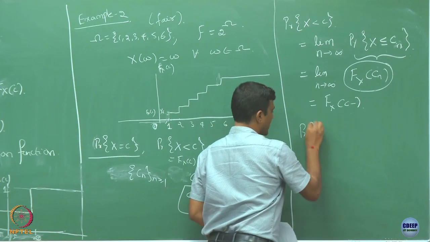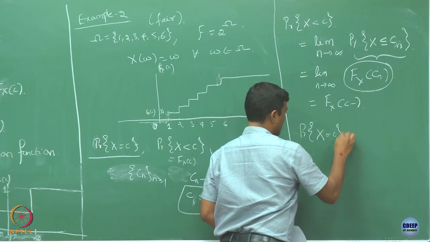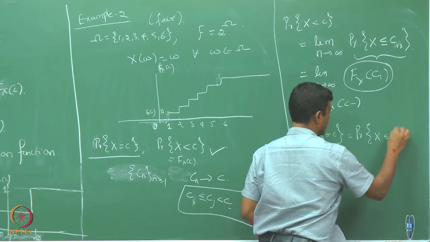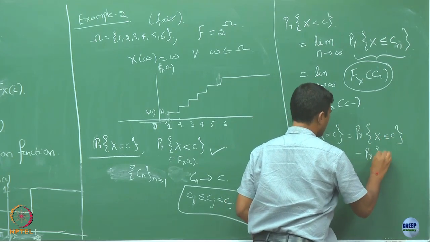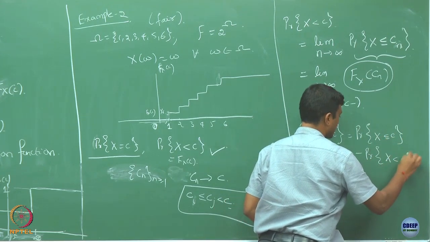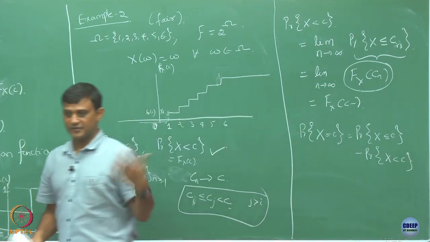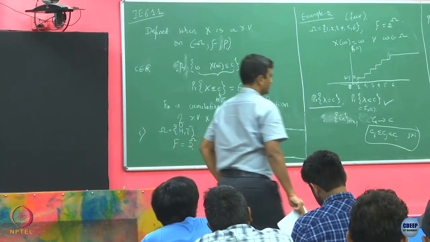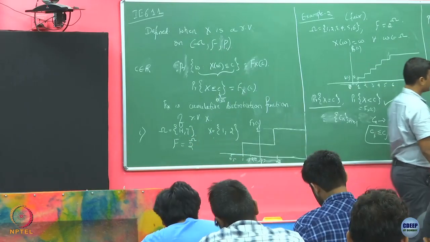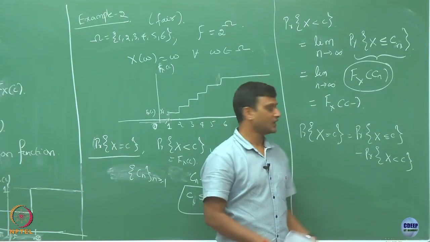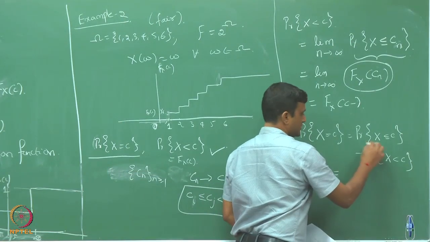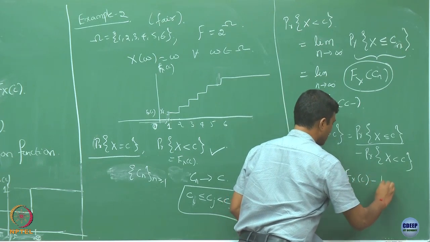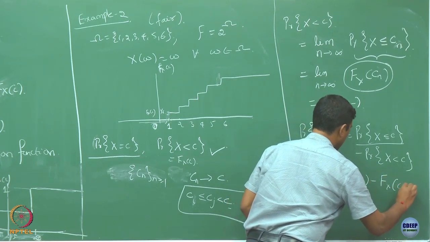Okay, now let us say I want to compute this probability. This probability I can always represent as the probability that X is equal to c, which by definition is the probability that X is less than or equal to c minus the probability that X is strictly less than c. Now by our definition, this quantity is F_X(c) minus F_X(c minus).